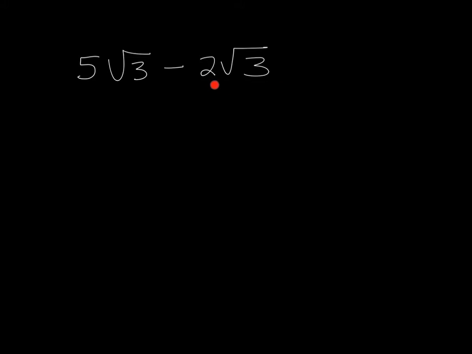Now we have a couple of them, and this could either be an addition sign or a subtraction sign in between them. This is about as easy as it gets, this first one, but we need to talk about the concept. It's just like if this was 5x minus 2x. Well, then we all know that would be 3x. 5x minus 2x is 3x. That's how radicals work too.